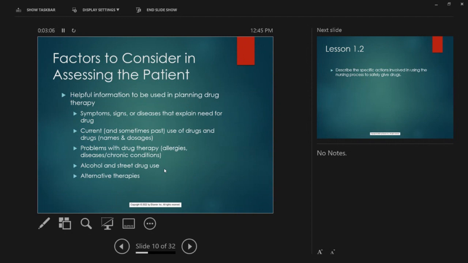When asking patients about their drug history, we will want to collect data in the following areas: symptoms, signs, or diseases that explain the patient's need for a drug, like high blood glucose levels, high blood pressure, or pain. The names and, when possible, dosages of all drugs that the patient is taking. Make sure to include prescription drugs, over-the-counter drugs, alcohol or street drugs, and alternative therapies like herbal agents or nutritional supplements. Include any problems that the patient has had with any drug therapy, for example, allergies and diseases that may prohibit or limit the use of some drugs.